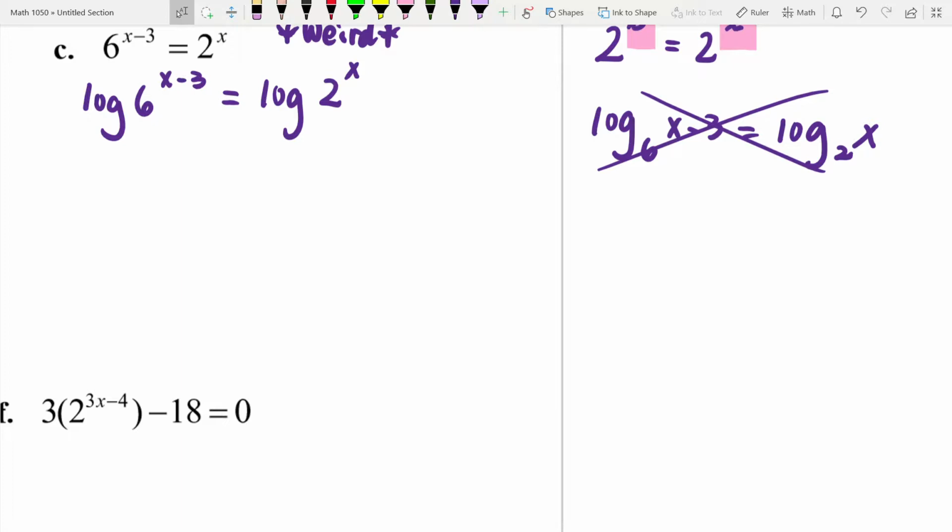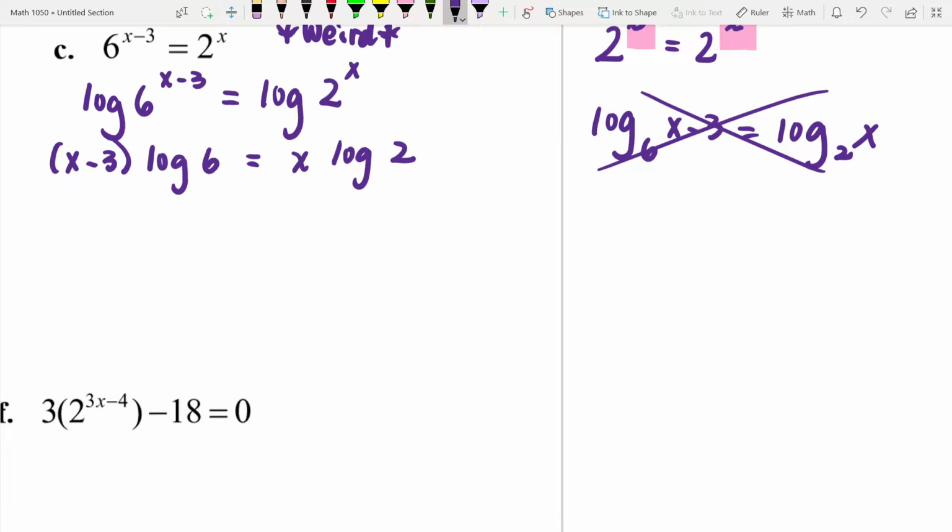Remember that? So everybody go x minus 3 in parentheses times log 6 equals x times log 2. So all I did is pull those exponents down. Okay, now I want you to freeze right here. I did not put parentheses around the x. I did put parentheses around the x minus 3. The parentheses around the x minus 3 are necessary. Tell me why.